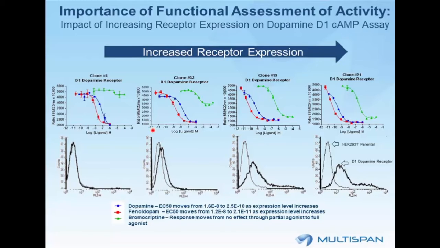Here, though, this is the sweet spot, clone number 2, where you can see full agonist activity with the full agonist, but partial agonist activity with the partial agonist. So what we do is we work with our clients to make sure that we have cell lines that function the way they're interested in for screening. If somebody's interested in just having the receptor on the surface for looking at binding, you might want a high expressor. You might want something like this.